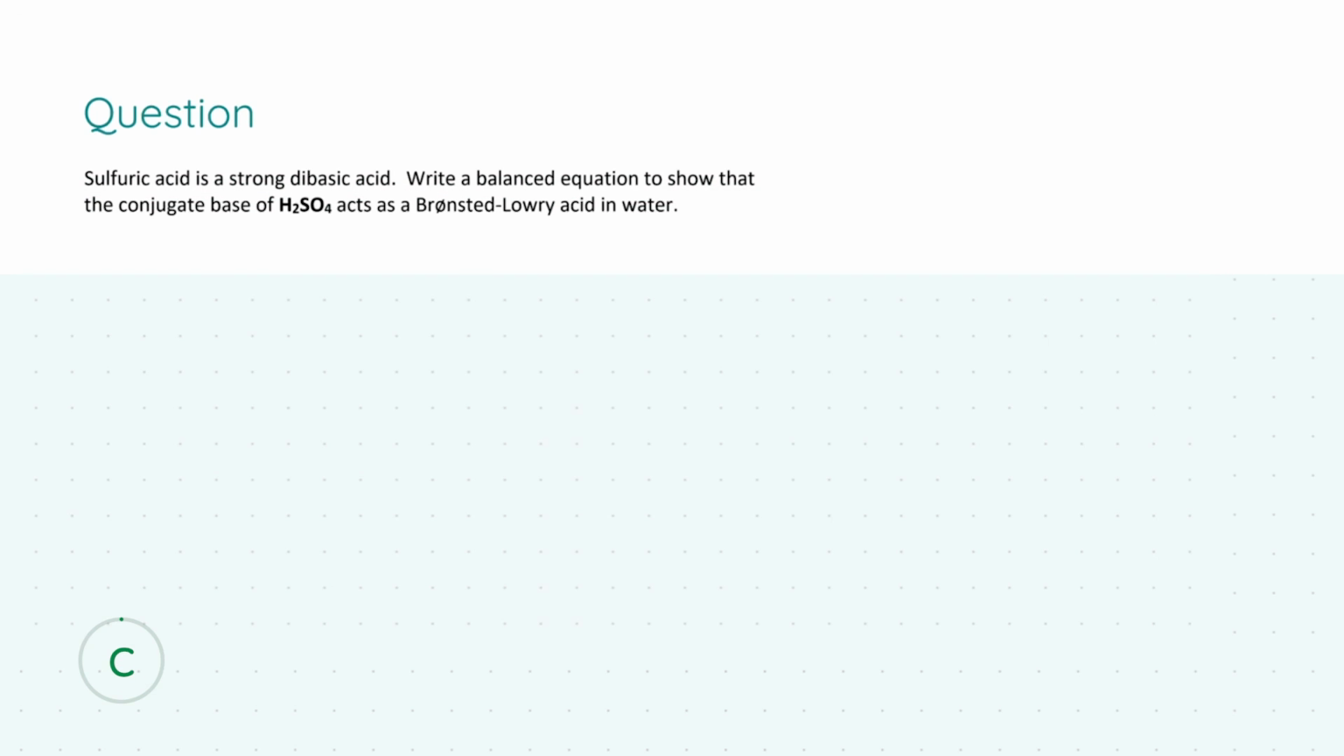Okay, so question B tells us that sulfuric acid is a strong dibasic acid, and we're asked to write a balanced equation to show that the conjugate base of H2SO4, which is sulfuric acid, acts as a Brønsted-Lowry acid in water. So if it acts as a Brønsted-Lowry acid in water, what does that mean? It means that it is going to donate a proton.